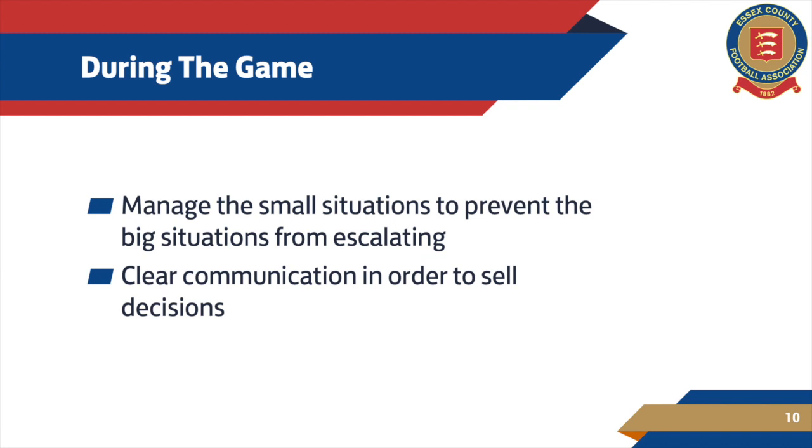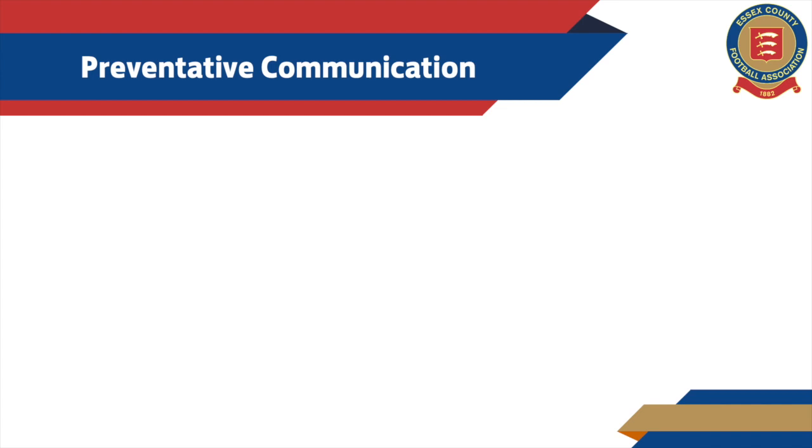So during the game, this section is going to be all about managing the small situations in order to prevent big situations from occurring or escalating. So it's all about clear communication in order to sell your decisions. A little bit about preventive communication. What do we mean by this?